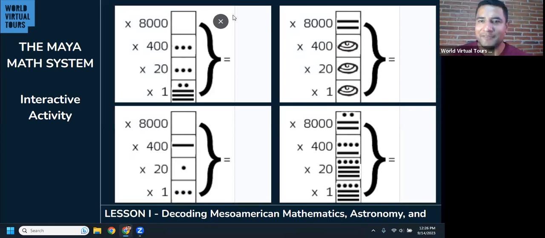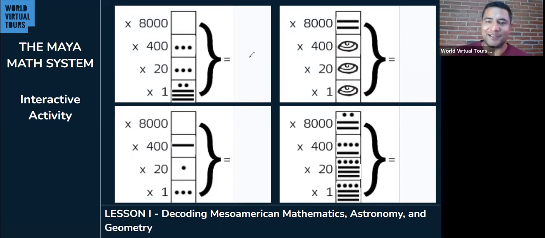Let's focus on the top left figure, and you let me know what number this is if you remember the Maya system. So what number do we need here? It is 3 times 400, 3 times 20, and 17 times the number 1. Let me know in the chat what number this is. The chat is open, you can participate, guys. What number is this in the top left? Exactly, guys, exactly.